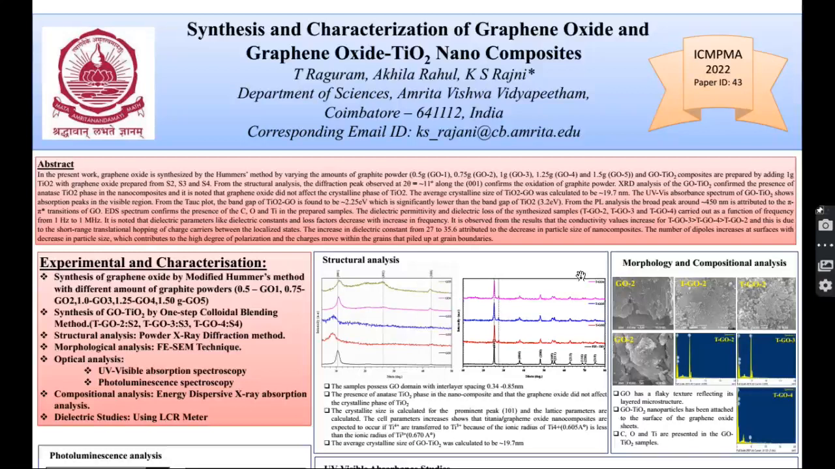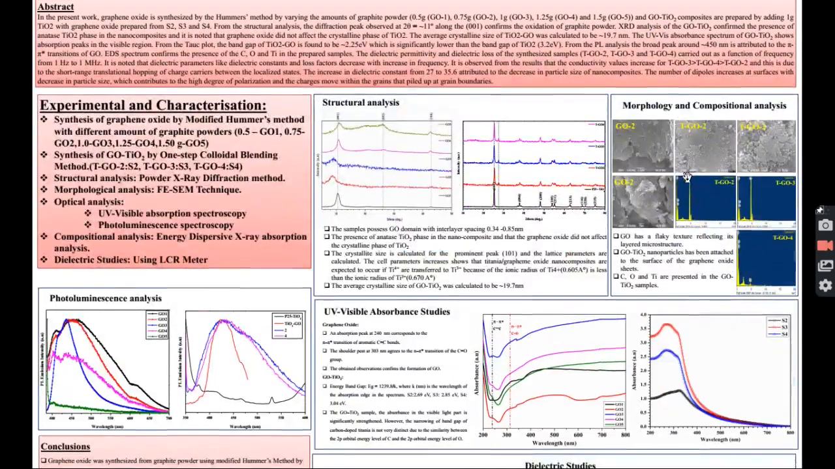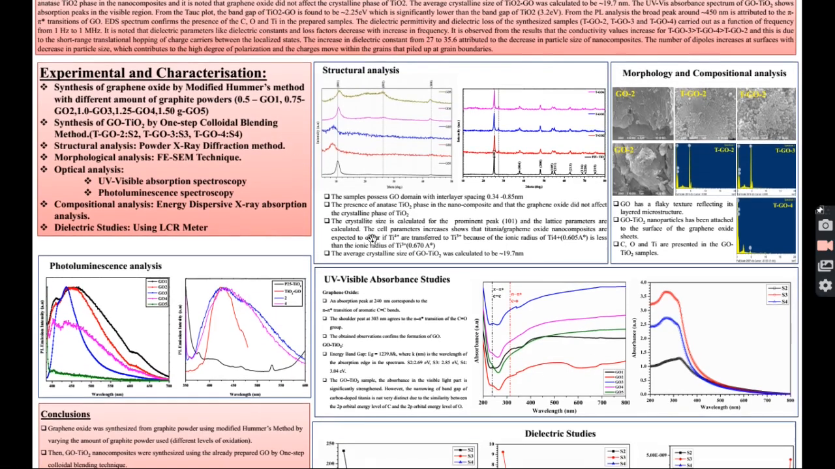Good morning to everyone. Today I am going to present my work on the synthesis and characterization of graphene oxide and graphene oxide TiO2 nanocomposite for solar cell and photocatalytic application. For synthesis of GO, I am using a modified Hummers method with different amounts of graphite powder. From this, I have taken 0.75 grams of graphene oxide mixed with commercial-grade P25 TiO2 nanopowder in three different ratios.